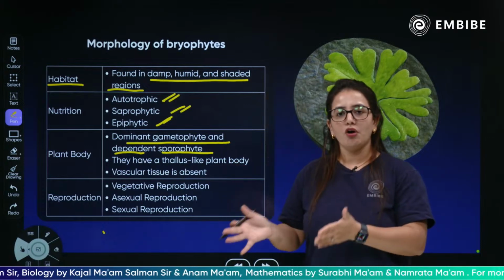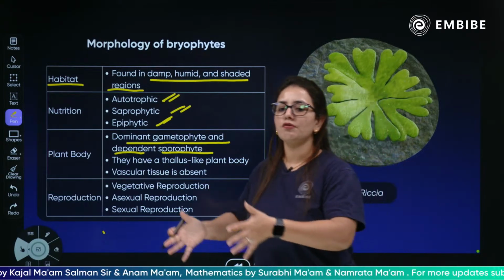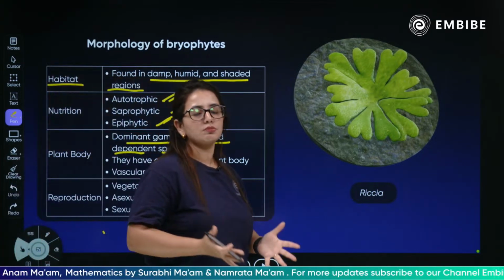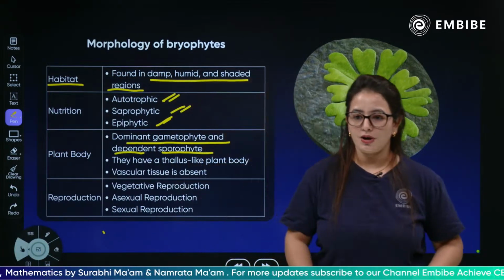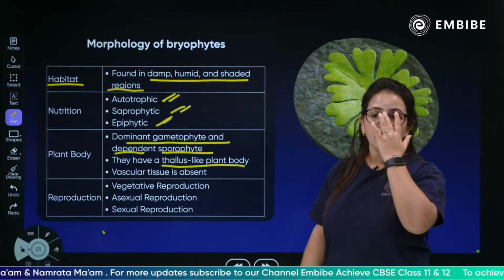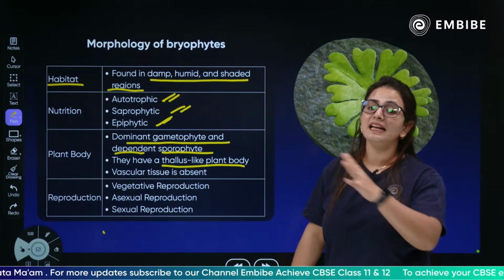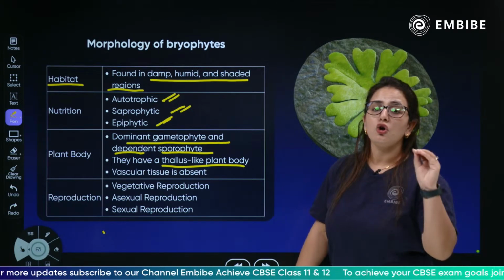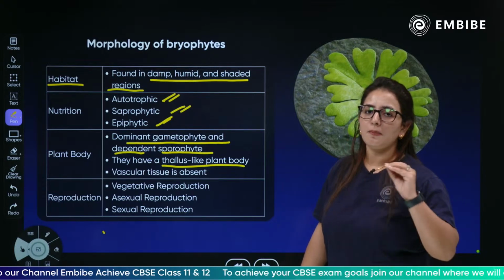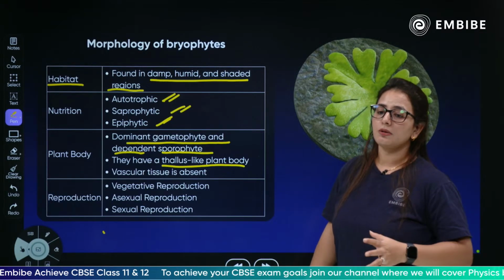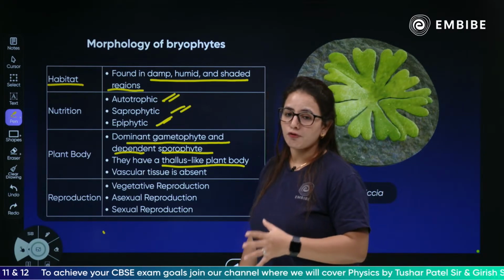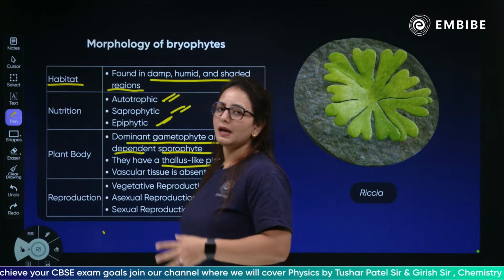Eventually, when the sporophyte develops, the gametophytic body takes control and becomes more dominant in structure. They have a thallus-like plant body. What is a thallus-like plant body? The body is not clearly differentiated into root, stem and leaves. And there is a complete absence of vascular bundles, which is the vascular tissue, the xylem as well as the phloem. So this is about the plant body.